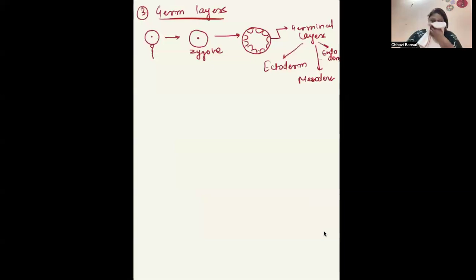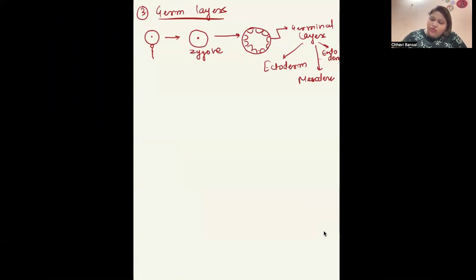What are the germinal layers? The layers which are formed in the embryo. And they are the ones that are going to give rise to each and every organ, tissue, or cell of the body. Like our eyes, our lungs, our skin, our heart, everything is formed from these three layers. These are called germinal layers: ectoderm, mesoderm, and endoderm.